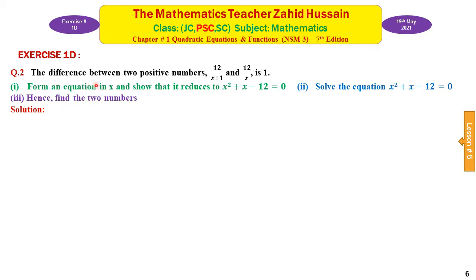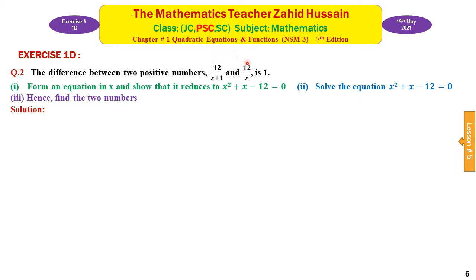Now in the first part, it says form an equation in x and show that it reduces to x square plus x minus 12 equal to 0. Now which one of these two is smaller and which one is larger? Look, this is a fraction. This is a fraction having the same numerator.